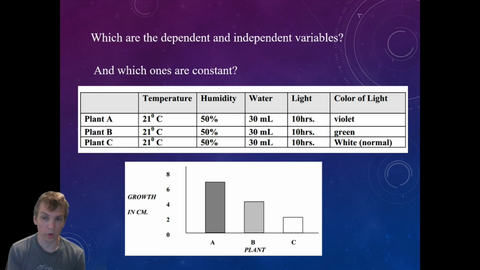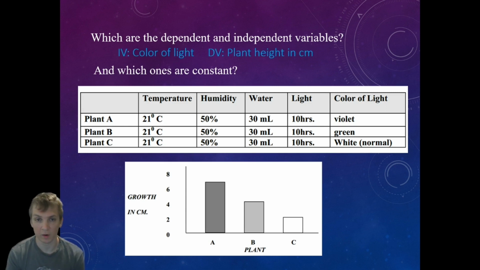So which one of those two are we in charge of? Are we in charge of how tall the plant is growing, or are we in charge of the color of light? In this example, we are in charge of the color of light, therefore that is the independent variable. I just abbreviated it as IV, and that might be something that you would want to do in the future on a worksheet or something, or even in future science classes, IV and DV. Most science teachers will understand what that means instead of having to write out those big words. So the independent variable is the color of light. The dependent variable is the plant height in centimeters.